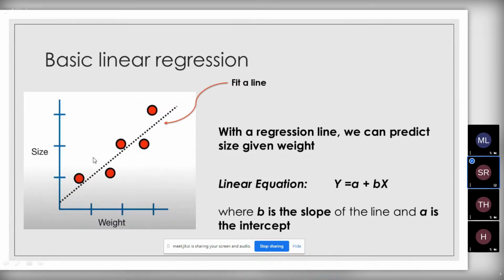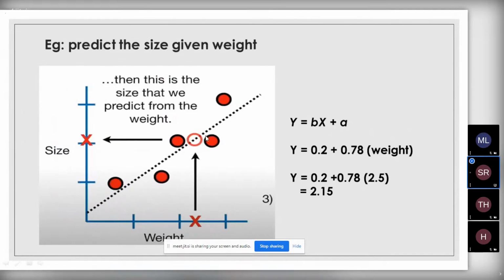When we have the regression line, we can do a lot of things with it. One thing we can do is prediction. We can create the linear equation like this. I think all of you are very familiar with this equation: Y equals A plus B X. A is the y-intercept and B is the slope of this line. So we can do prediction even when we don't have the data, for any weight. For example, for this regression line, the slope is 0.78 and the y-intercept is 0.2. Let's say we want to know the size for a weight of 2.5. We just plug it into the equation and we get a size of 2.15.